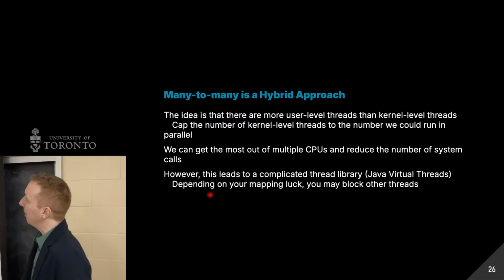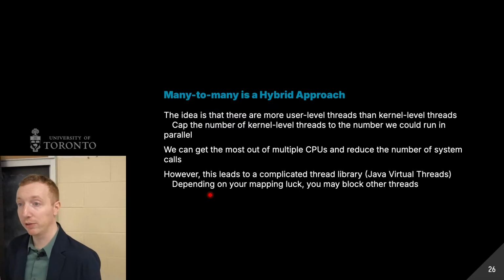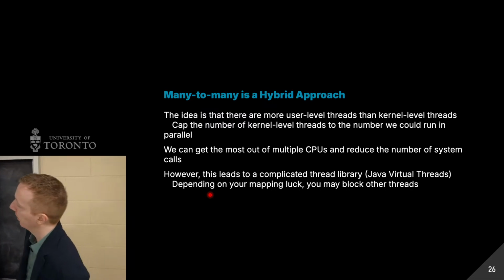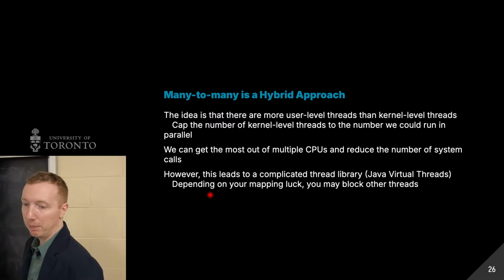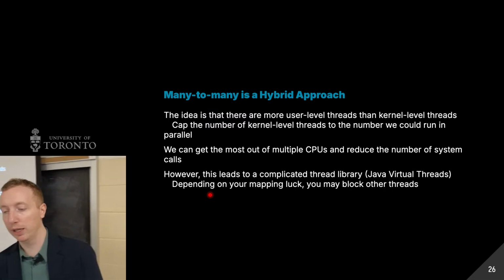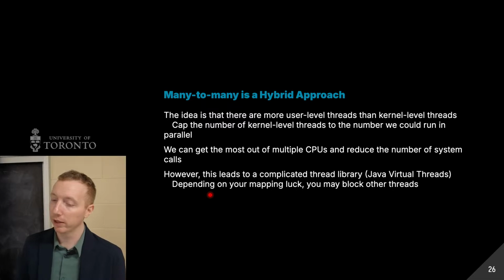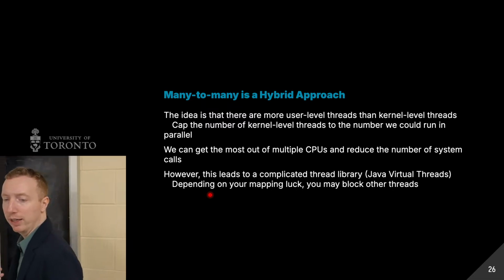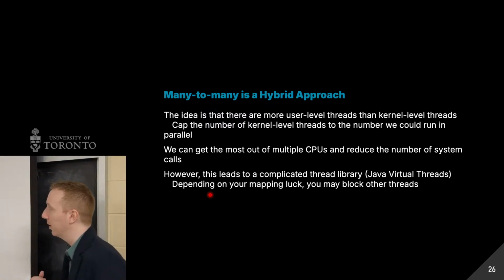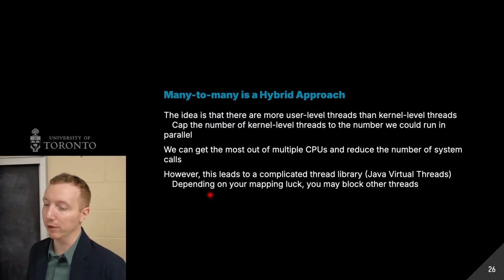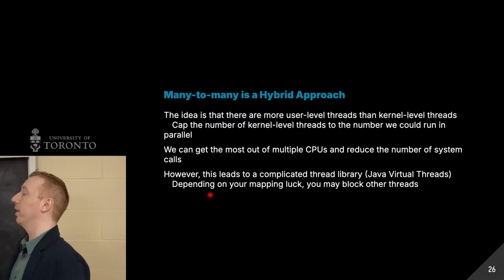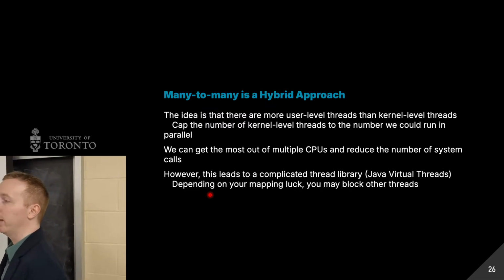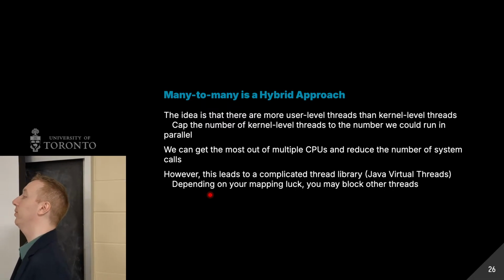Many-to-many is a hybrid approach. Again, the idea is there's more user-level threads than the expensive kernel-level threads. Again, the idea might be to cap the number of kernel threads to the number I could actually run in parallel. That way I try and get the best of both worlds. I get the most out of multiple CPU cores and reduce the number of system calls. However, this is always bad. It leads to a very complicated thread library that has very bad performance issues.